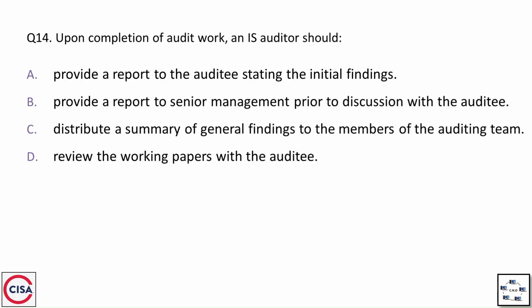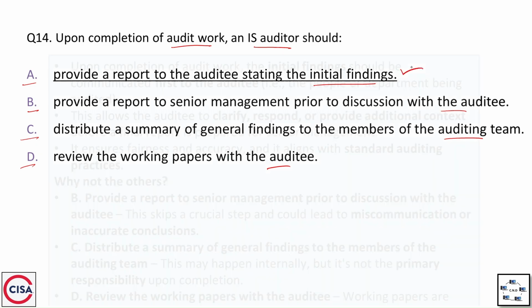Question number 14. Upon completion of audit work, an IS auditor should: option A, provide a report to the auditee stating the initial findings. Option B, provide a report to senior management prior to discussion with the auditee. Option C, distribute a summary of general findings to the members of the auditing team. And option D, review the working papers with the auditee. And the correct option is option A, provide a report to the auditee stating the initial findings.